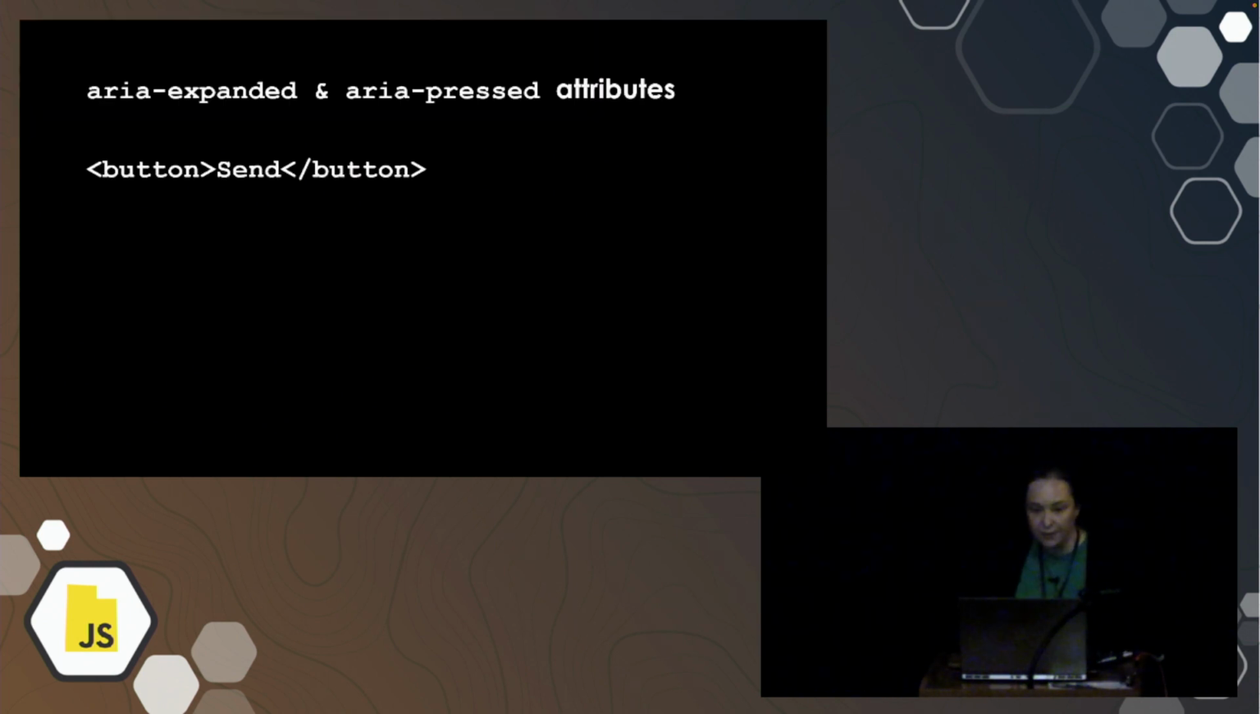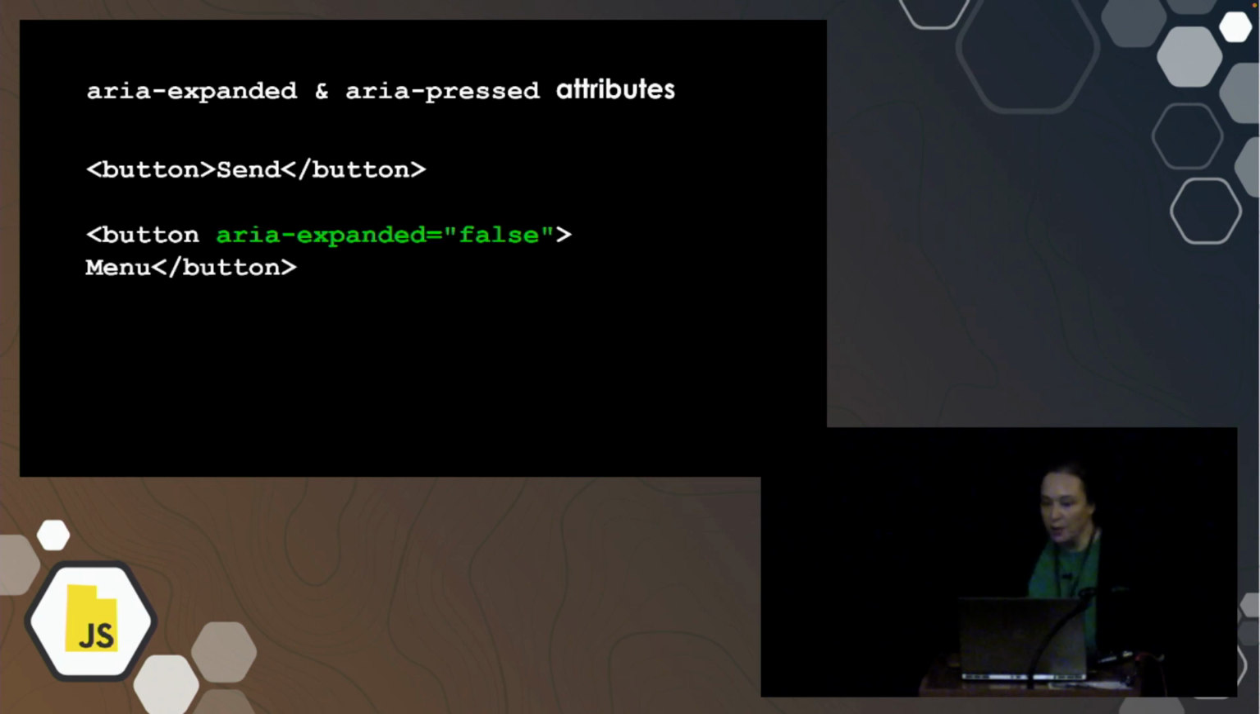Now, buttons can have some other ARIA attributes other than ARIA label like we already looked at. The two most common for expressing the state of a button are ARIA expanded and ARIA pressed. So here we have just a simple button that says send. Now we have a button for a menu. We're going to pretend that this menu is not expanded, so we have ARIA expanded as false. When our menu is enabled and visible, we would change this to ARIA expanded equals true, and that will convey the state of the control to screen readers.